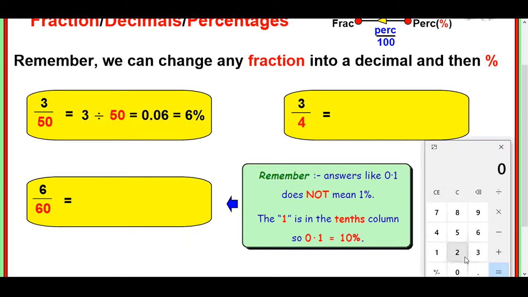Okay, so 3/4, if we do 3 divided by 4, that will turn into 0.75. And then if you take your 0.75 and you times it by 100, you're going to get 75%.